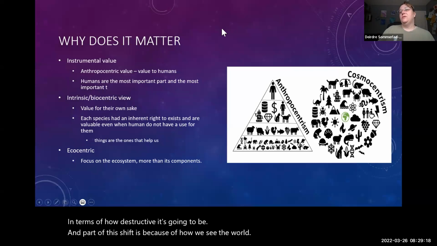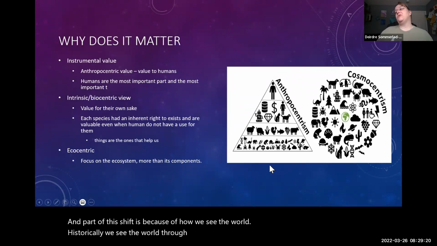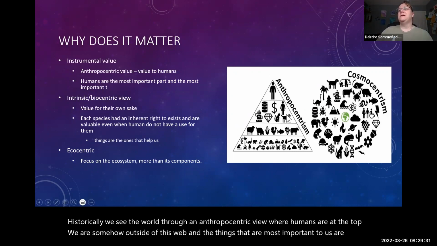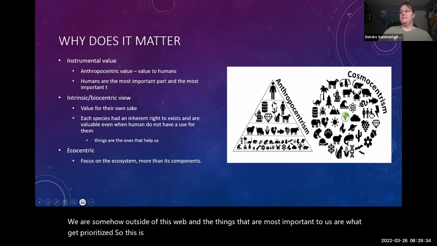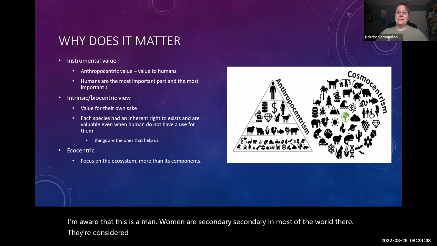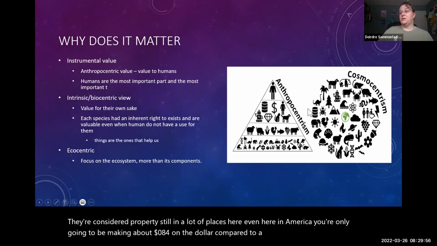Historically, we see the world through an anthropocentric view, where humans are at the top. We are somehow outside of this web, and the things that are most important to us are what get prioritized. So this is what is valuable to humans: technology, money, our own pets. Yes, I'm aware that this is a man. Women are secondary in most of the world. They're considered property still in a lot of places. Even here in America, you're only going to be making about 84 cents on the dollar compared to a man. And so, yes, you're not as important.